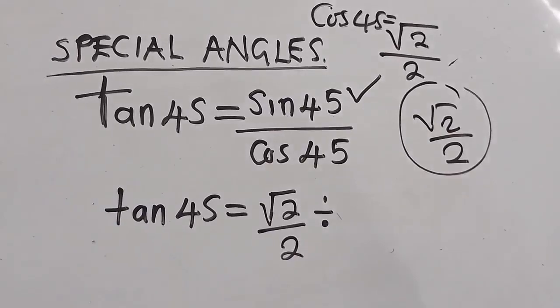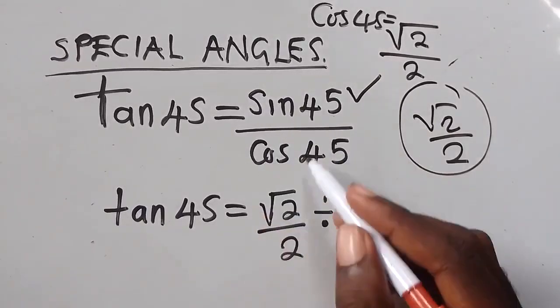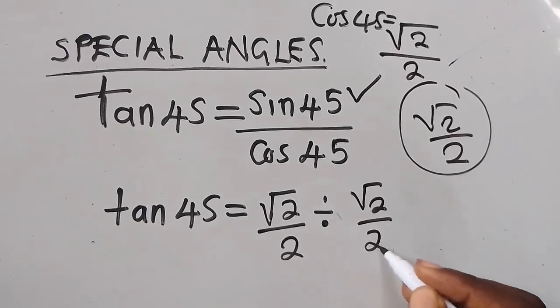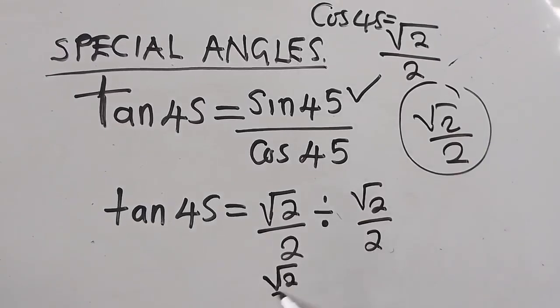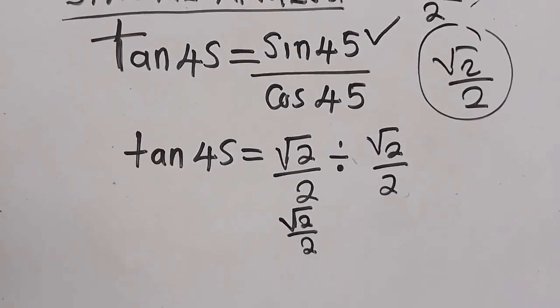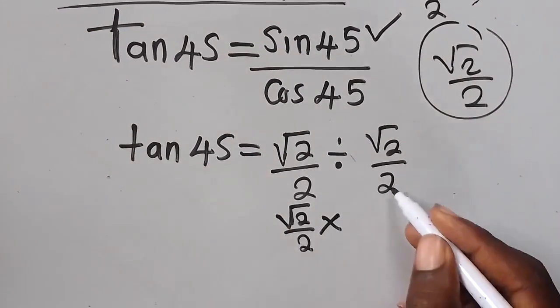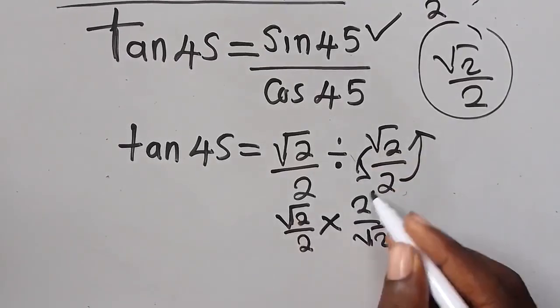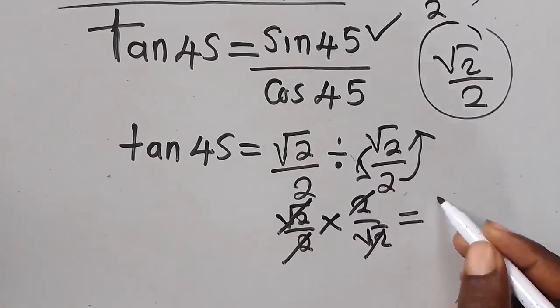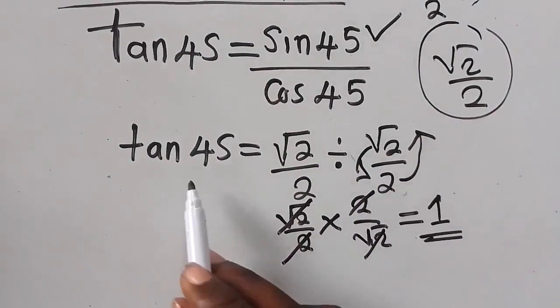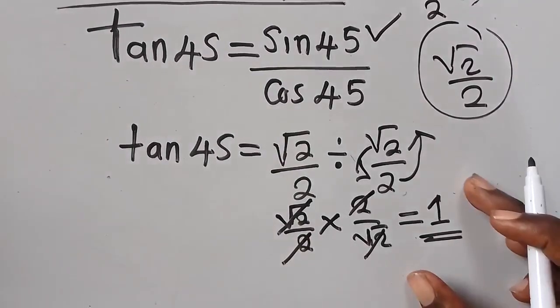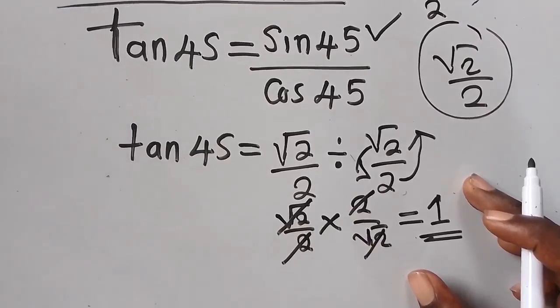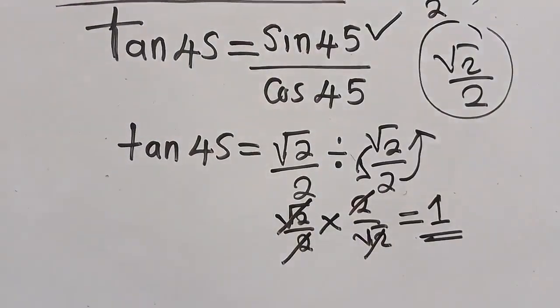Then I divide by cos 45. Cos 45 also gave me root 2 over 2. So this one, I know that it will be root 2 over 2. This one will be times, the 2s will swap. The 2 on top, then this comes down. The 2s cancel, this cancels. The answer is 1. So whenever you want to find tan 45, the answer is 1. So I've just showed you how you can use your hand to find special angles. This is the easiest way that one can answer.